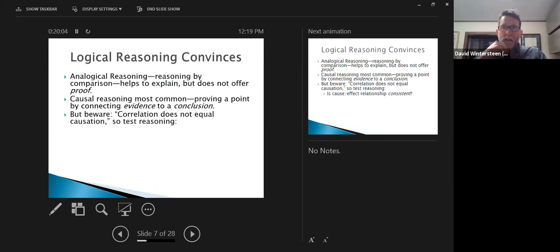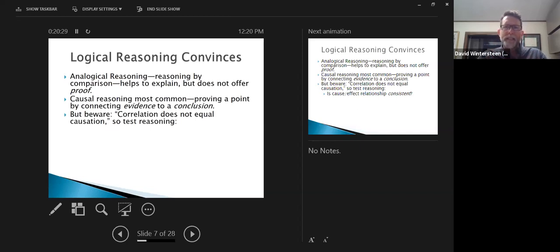Beware, as we'll get to this when I'm looking at some logical fallacies, correlation does not equal causation. This is a phrase that you should just learn and be ready to employ. When somebody says these two things happened, you should have that in your hip pocket just to put back at them, right? Both of these things happened, but it doesn't mean that one caused the other.